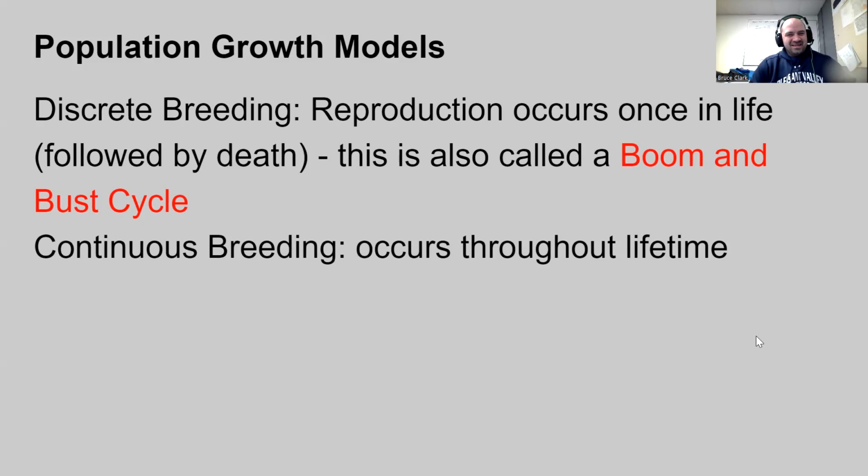We just talked about this discrete breeding that organisms go through. They reproduce once in their life, and then that's followed by their death. Versus continuous breeding. Nearly all animals fall in this continuous breeding strategy. I should say vertebrates. That would be the better answer there. All vertebrates go through that.